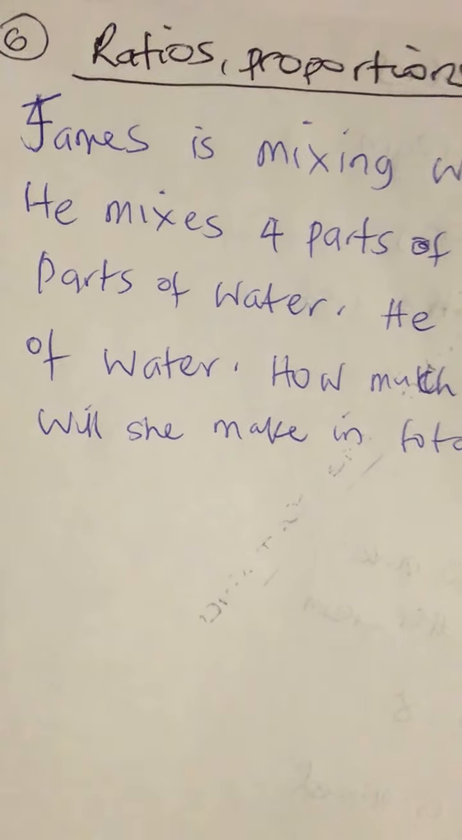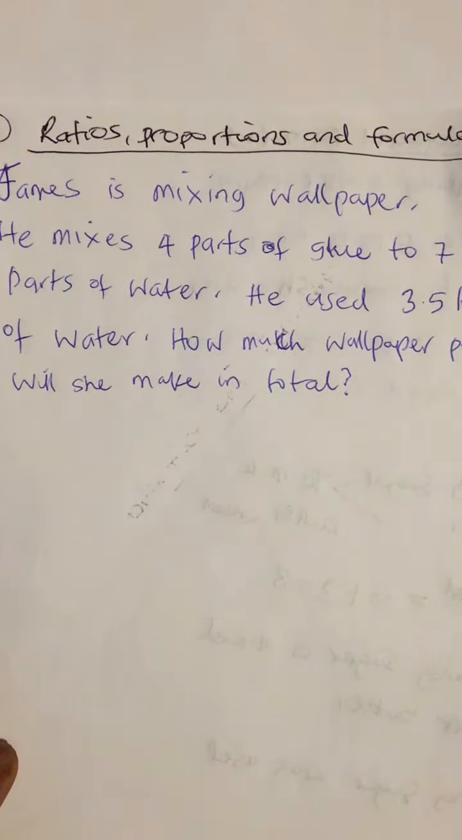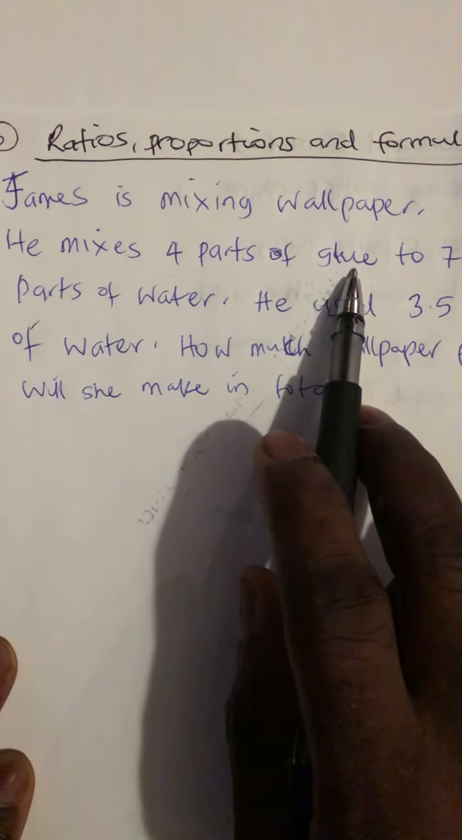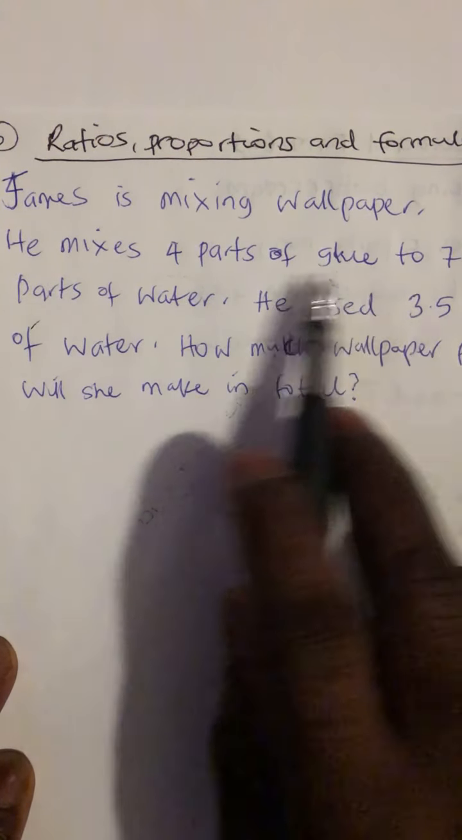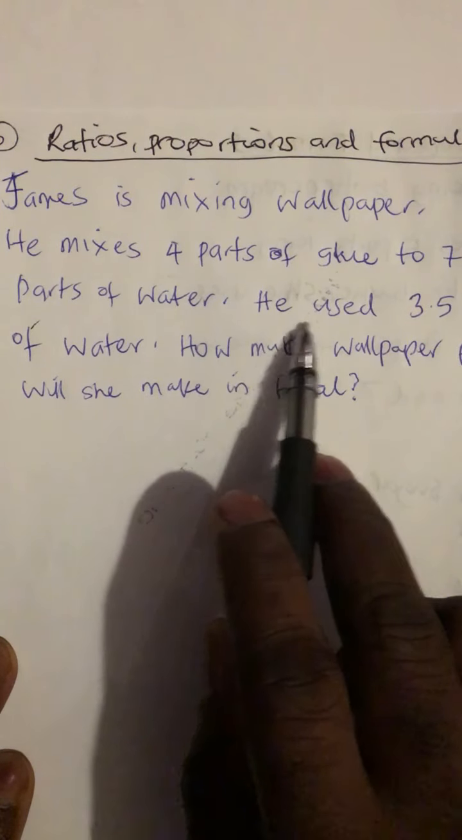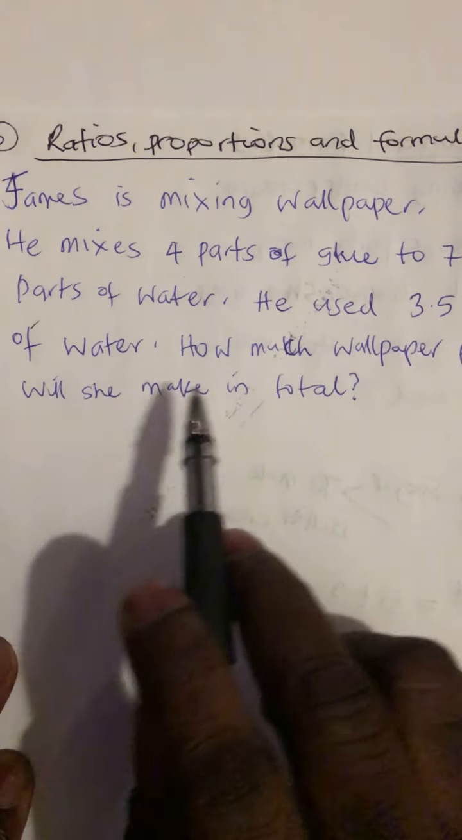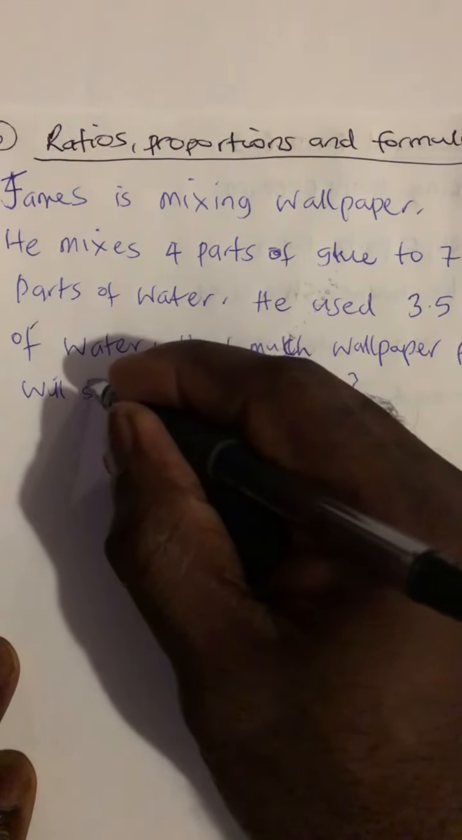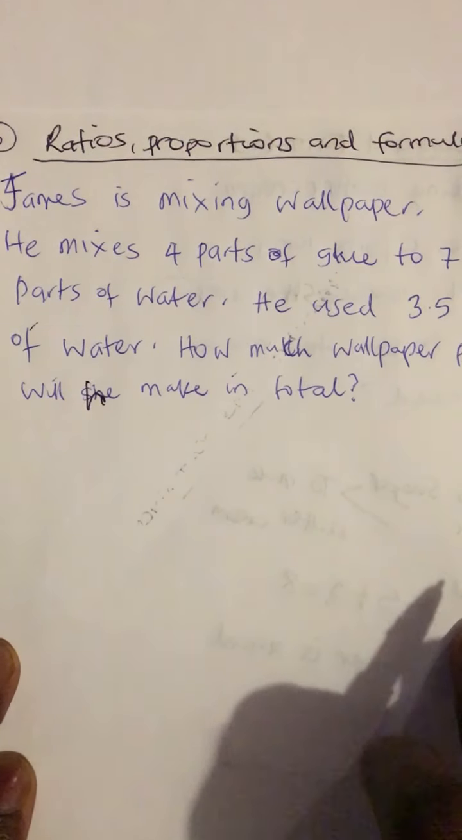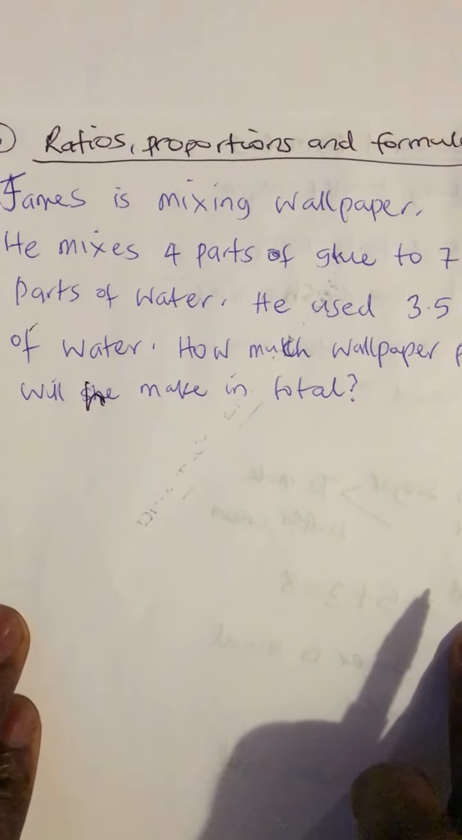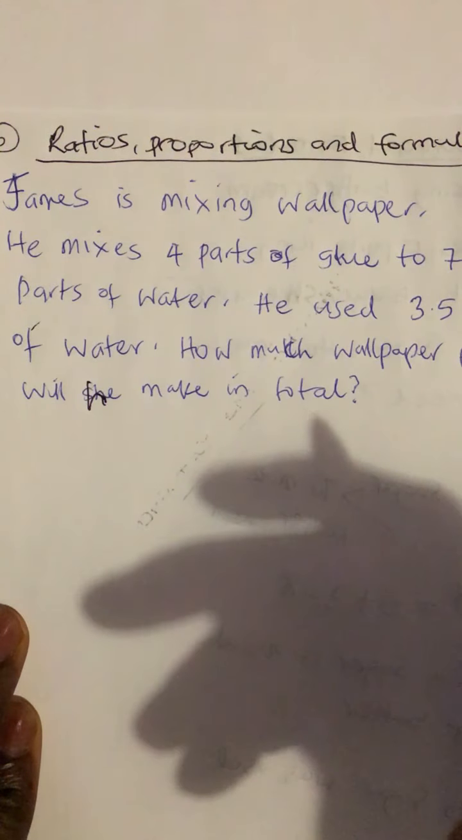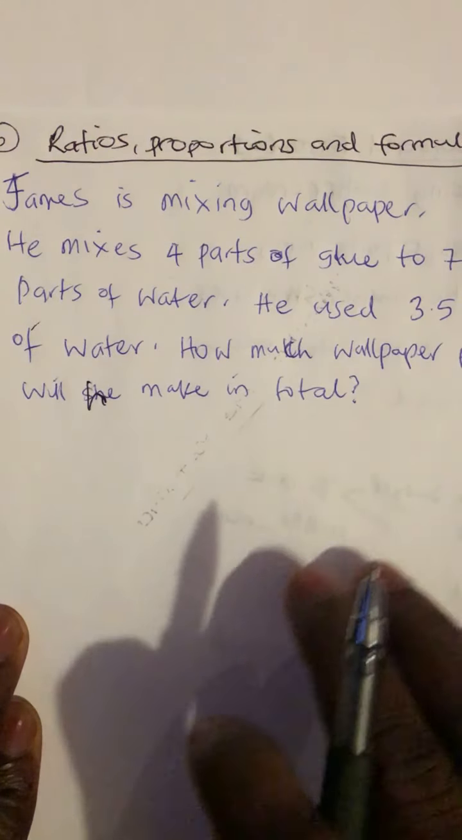Here we have James mixing wallpaper paste. He mixes 4 parts of glue to 7 parts of water. He used 3.5 liters of water. So how much wallpaper paste will he make? In the question, James wants to make a wallpaper paste. So he's going to mix glue and water to make the paste.